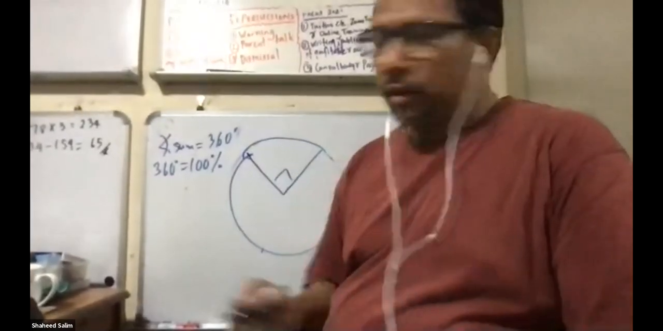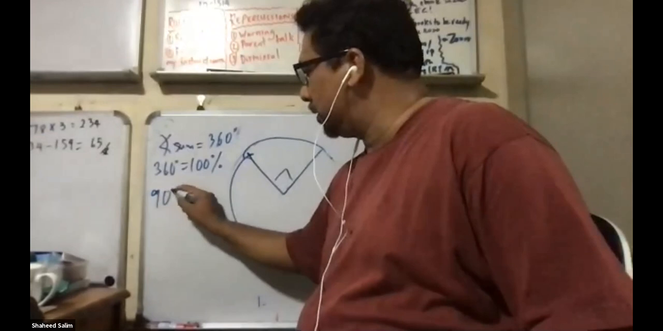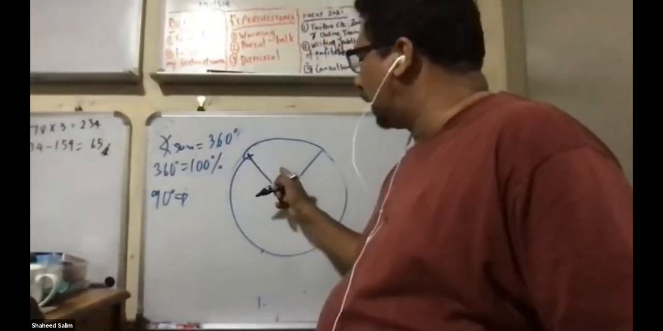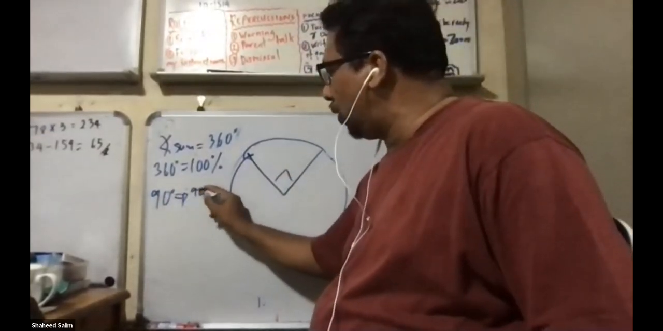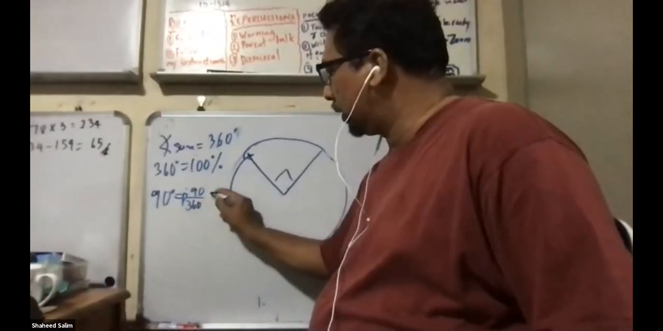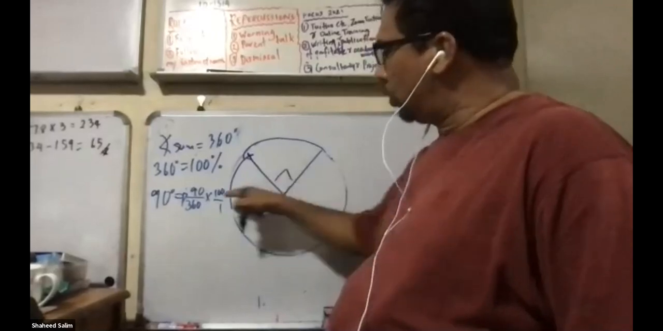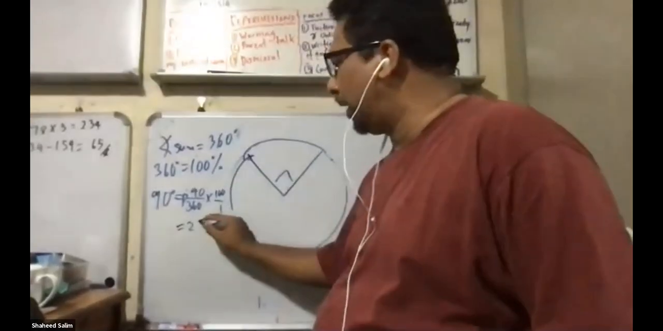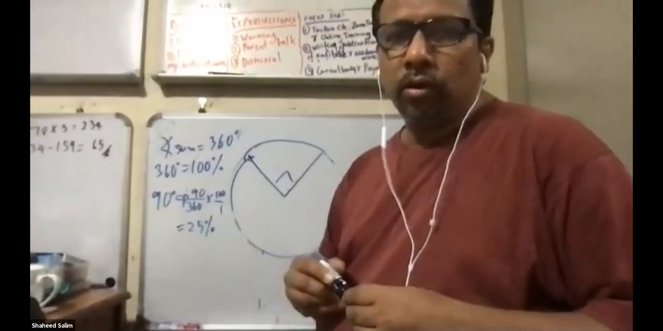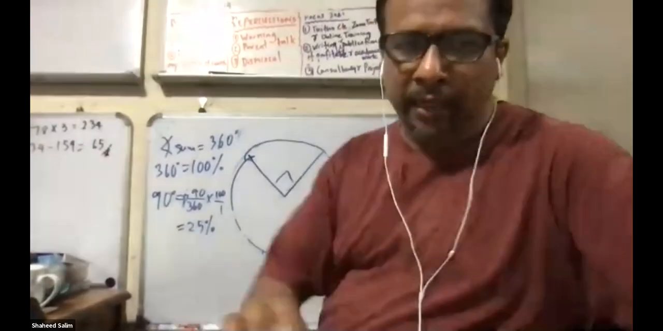90 degrees means how many percent? You all know, no? Let's say I have 90 degrees. 90 degrees is a quarter, right? If you do not know, just take 90 over 360 times 100. You just take the angle over the whole angle 360 times 100, you will get 25 percent. Okay, so I hope you get it.